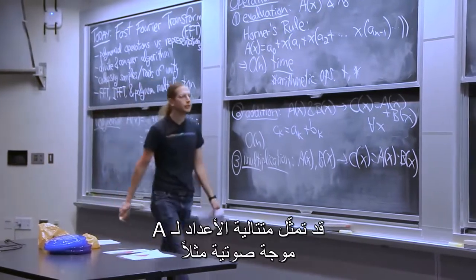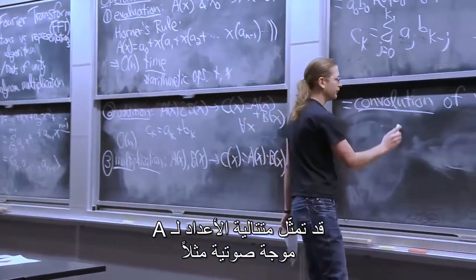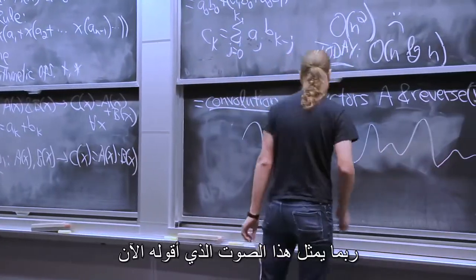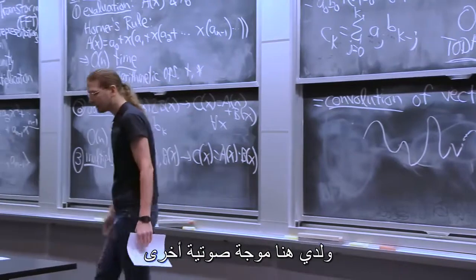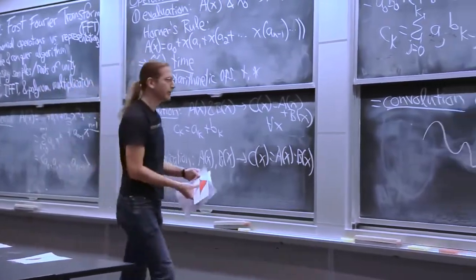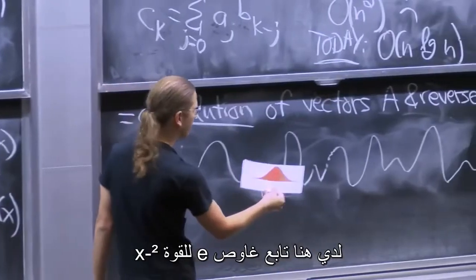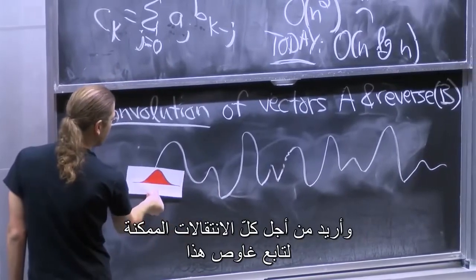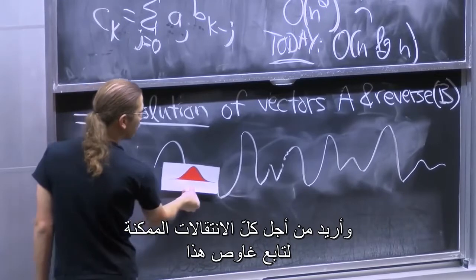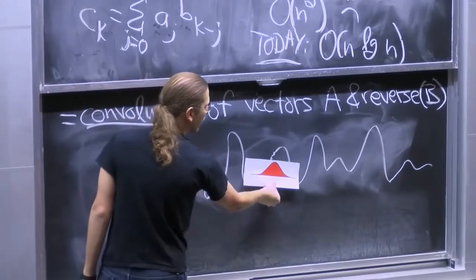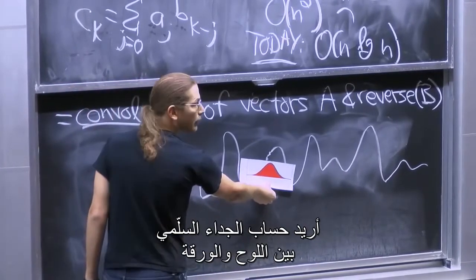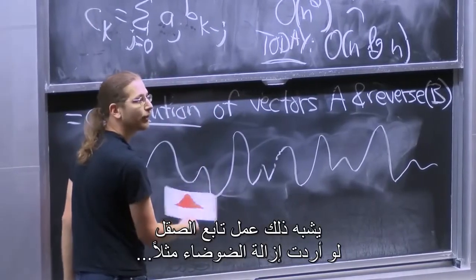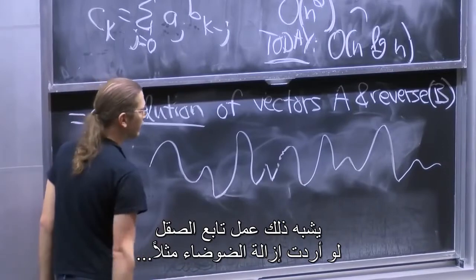So maybe that sequence of real numbers for A represents some, I don't know, waveform. Maybe this is the audio that I'm speaking now. And then I take some other waveform. Here I have a Gaussian function, e to the minus x squared. And I want to take, for all possible shifts of this Gaussian, I want to compute the dot product between the blackboard and the piece of paper. Okay, that's some kind of smoothing function if I wanted to clean up noise or something like that.